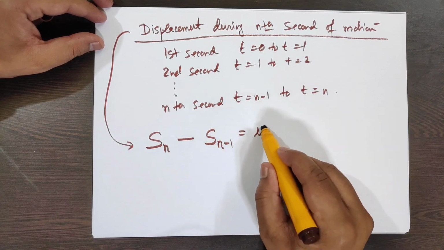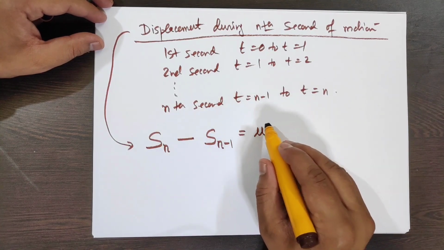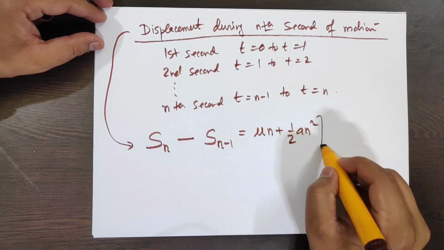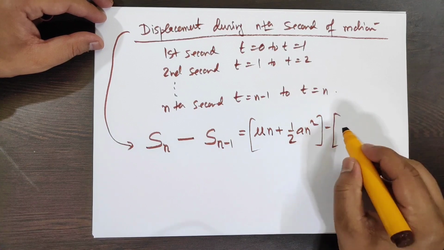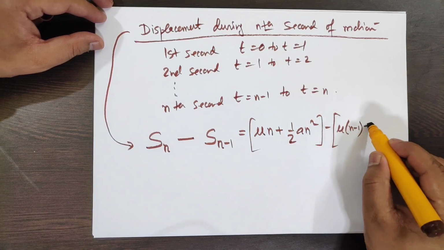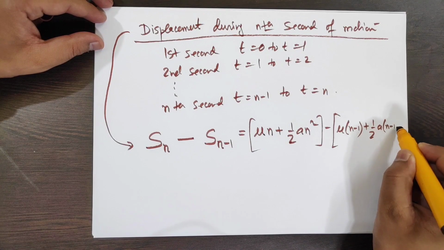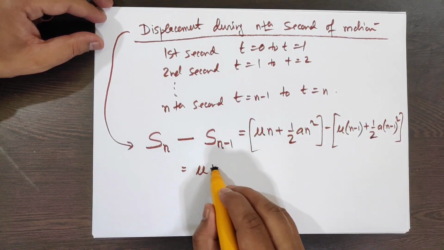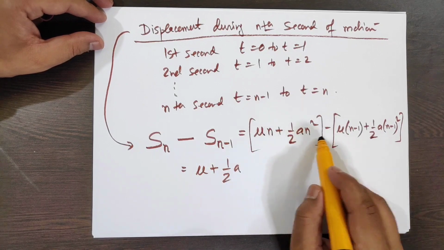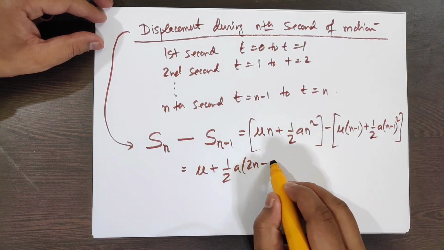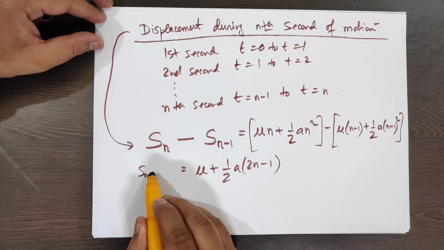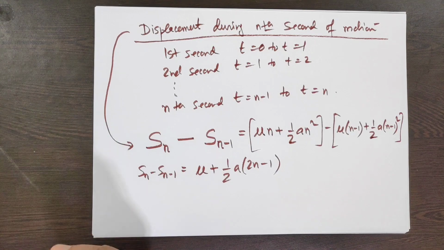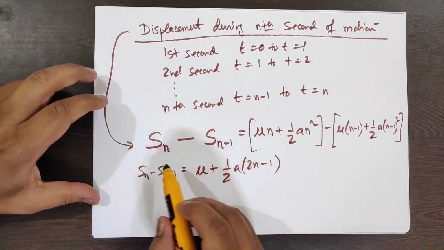So here I will put u, in place of t I will put n: un plus half a n square, minus u (n minus 1) plus half a (n minus 1) square. So that will be u plus half a into (2n minus 1). So this is the formula for displacement of a particle during the nth second of motion.